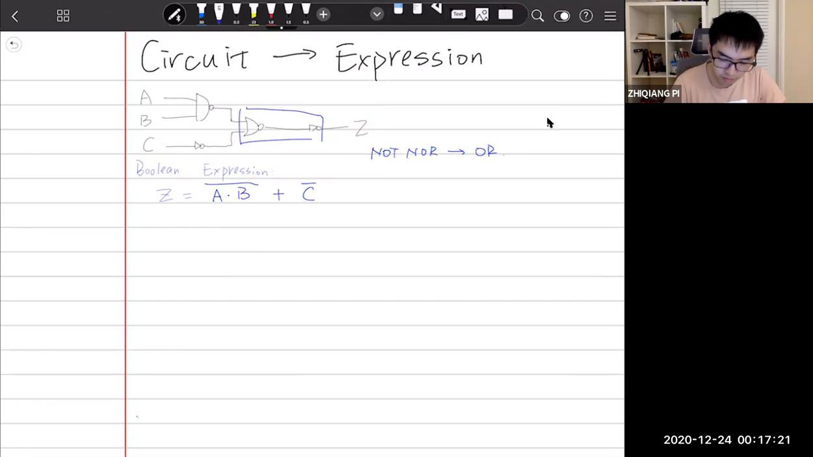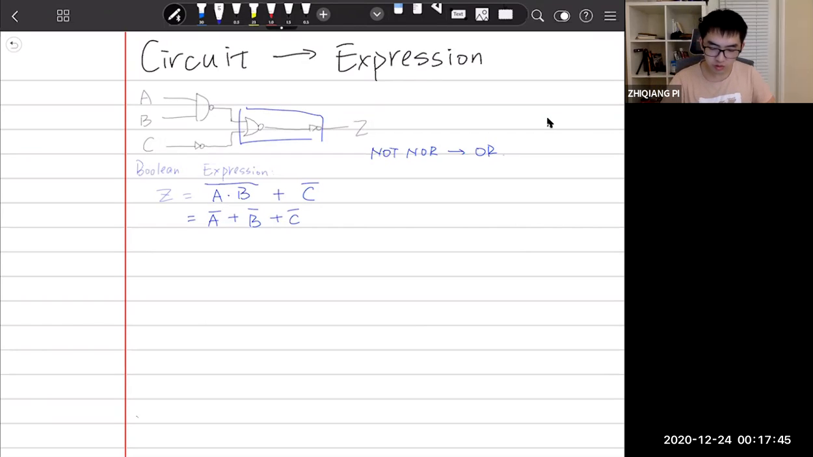If you would like, you can apply De Morgan's law on the left-hand side of the equation, which is A NAND B, and we will get not A or not B or not C.